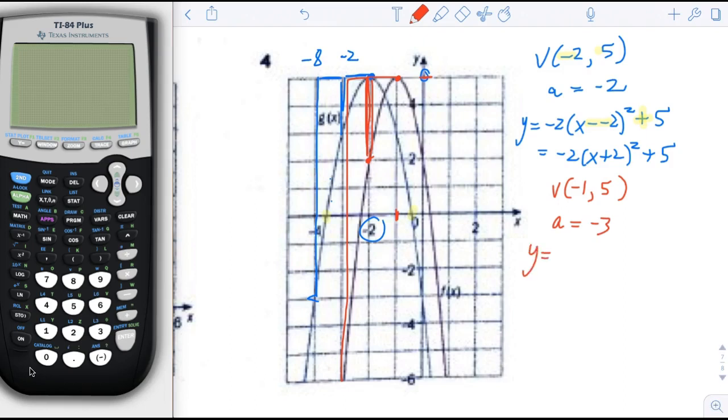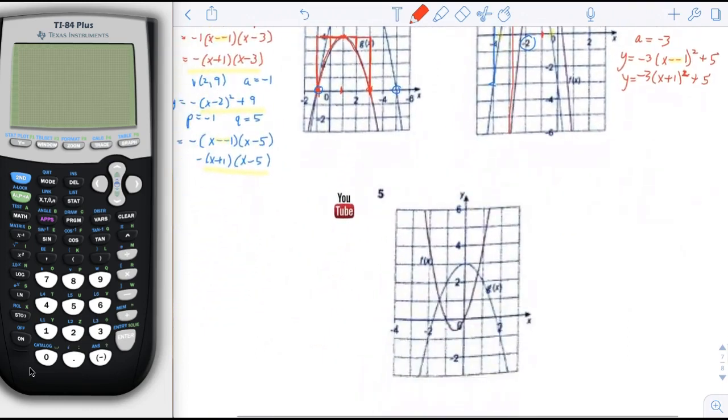So let's go ahead and write our equation now. It's going to be -3 times (x minus -1), which is the h value, squared, plus 5. Now we can simplify the minus negative here and make it a plus. So it's -3 (x plus 1) squared plus 5. All right, so we have the vertex form equation for the red one also.